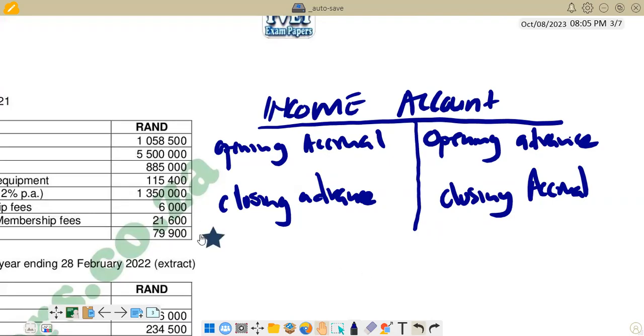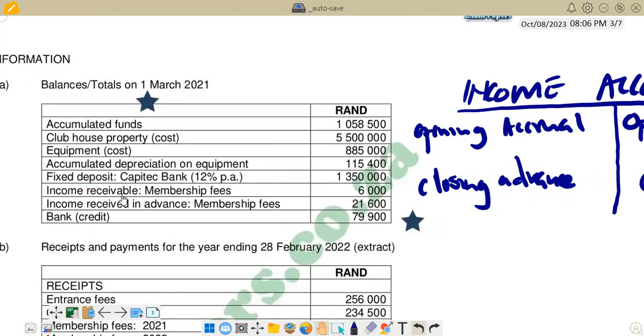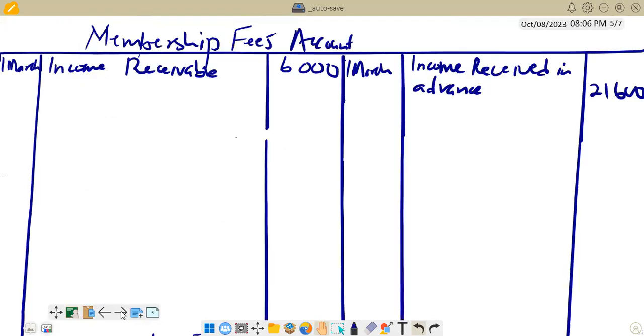In our question, income receivable at the beginning is 6,000. This is an accrual, so we put it on the debit side. Then we've got the advance at the beginning, 1,600, which we put on the credit side. This is what we do when we open the membership fees account. Here we have the account, and our balances are already placed: the accrual on the debit, 6,000, and the advance on the credit, 21,600.